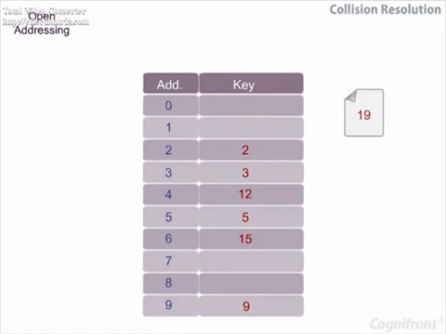Next, 19 arrives. Position 9 is not available, and since it is the last cell of the table, the search starts from the beginning of the table, whose first slot can now host 19. The next key, 22, ends up in position 7, 5 positions from its home address. So this is how open addressing works.